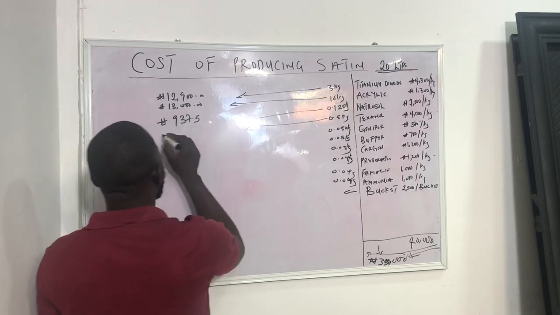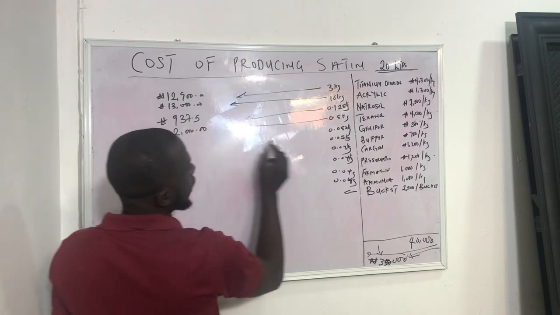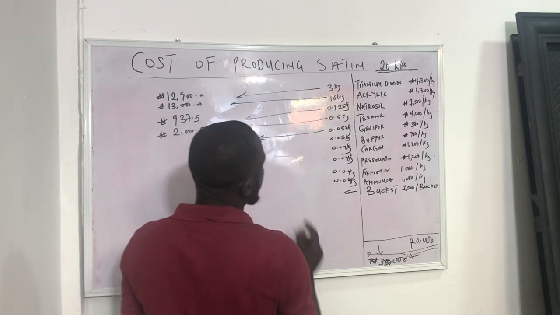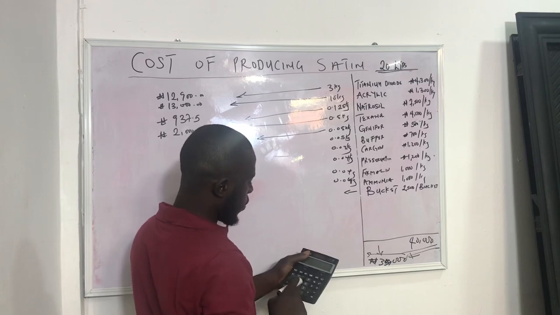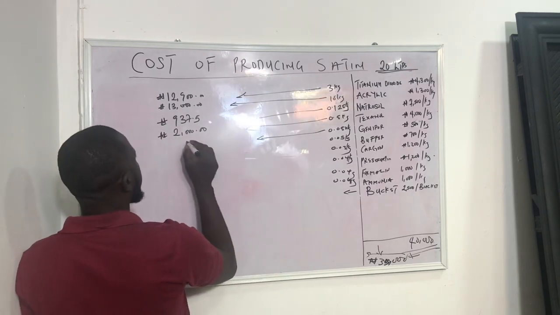0.5 of 4,000, which is 2,000 naira. Jennifer, that's 50 gram of 500 naira. That's 0.05 times 500. That's 25 naira.